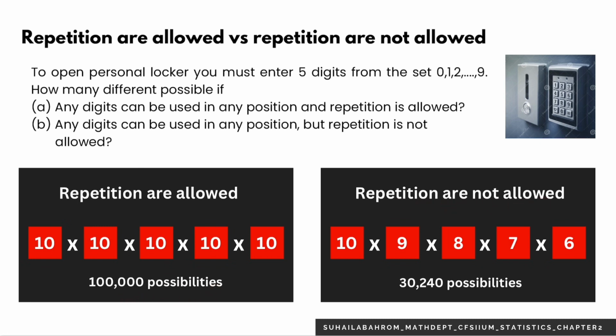When the repetition is not allowed, for the first digit, the possible outcome is 10, and then reduced by 1, 9, then the third digit will become only 8 possibilities, the fourth one, 7 possibilities, and the fifth digit is 6 possibilities. So the total number of possibilities, as you can see here, is reducing, which is 30,240 possible outcomes.